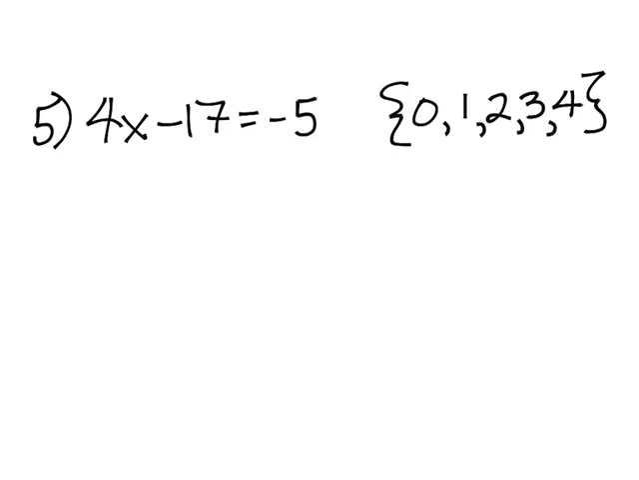You will also see some equations here where it says 4x minus 17 equals negative 5, where they're going to give you a grouping over here, or a set of numbers. That's what these curly brackets mean when you see numbers inside. It's a set of numbers. Right now we have a set of numbers 0 through 4. Are any of these numbers a solution for x? Some of you may be able to solve this using inverse operations. We will get to that later. But for now, we are just talking about substituting in.